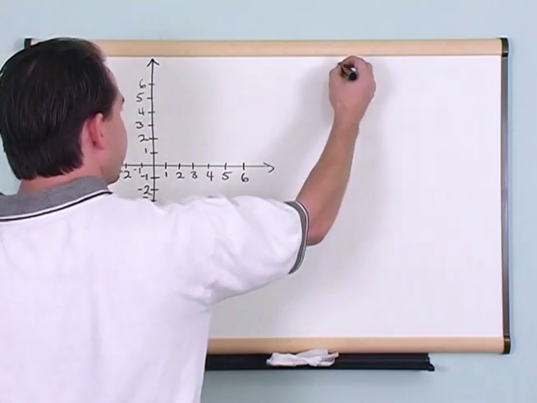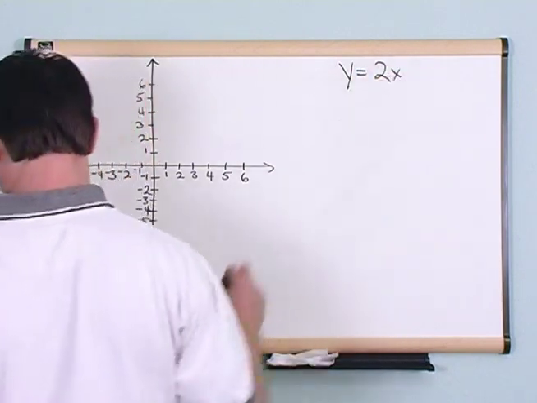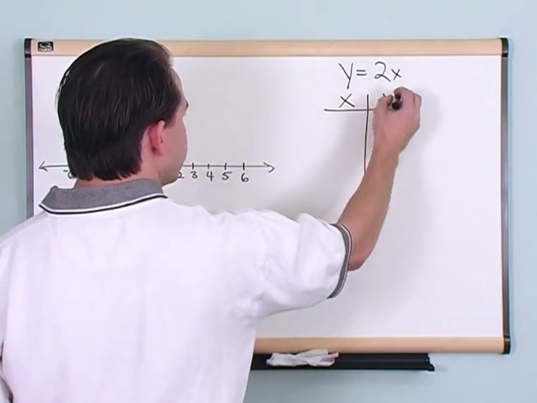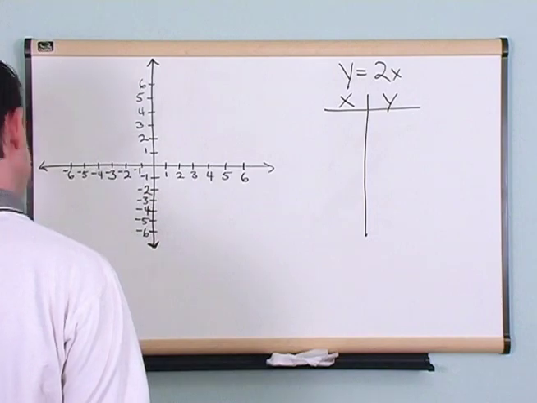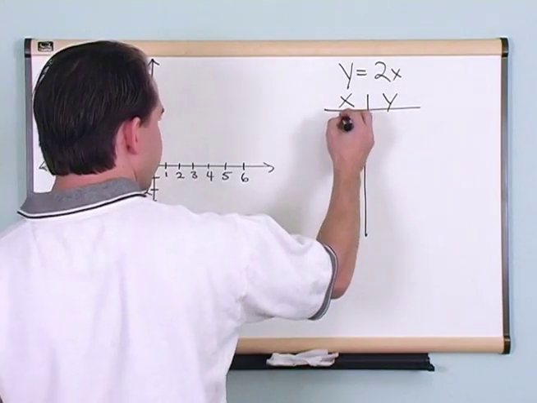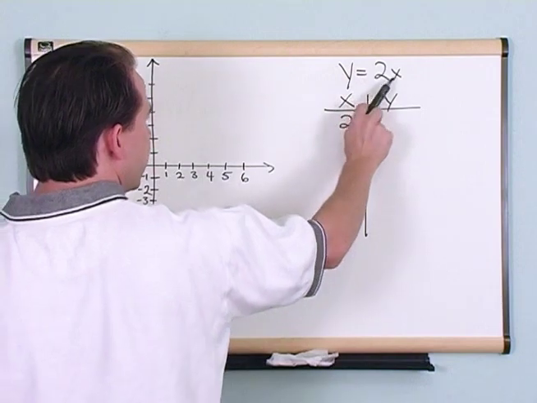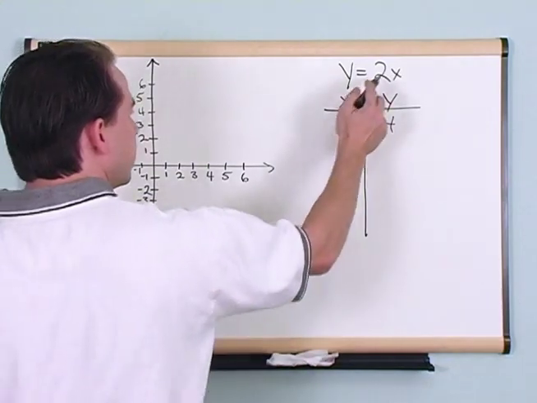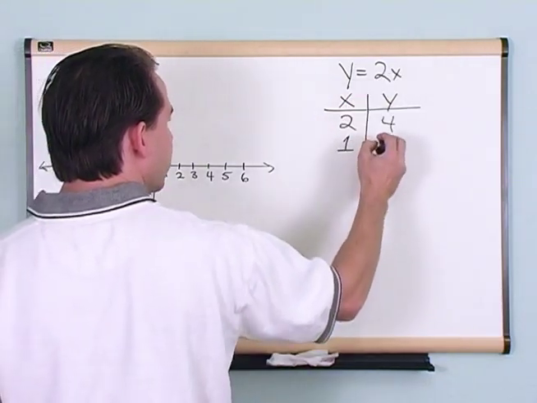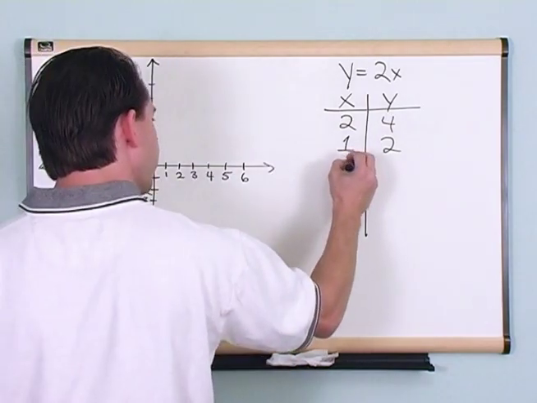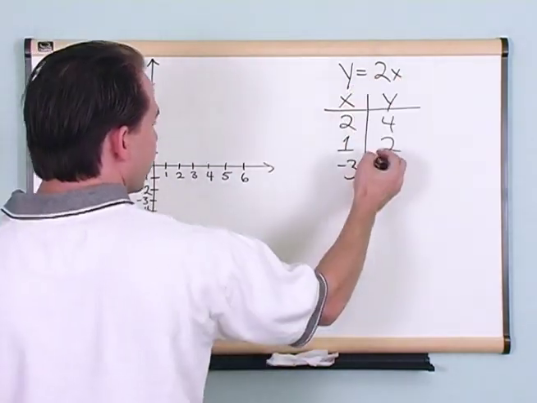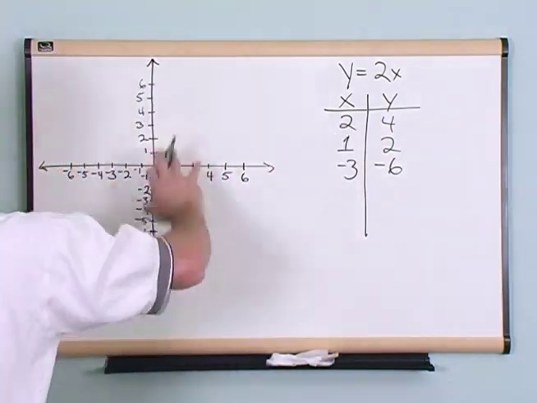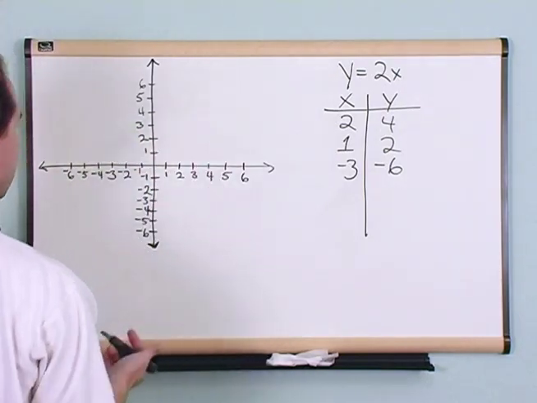Let's try another problem. Let's say our equation is y is equal to 2x. Again, all you do is you draw a table. You have an x column, you have a y column. Let's just say here that x is equal to 2. Well, when you put 2 in here, 2 times 2 is 4. Let's say you have a 1 here. Again, you put a 1 into x, 2 times 1 is 2. And let's say you have a -3. 2 times -3 is, again, -6. Now, again, you have 3 numbers, 3 coordinates, 3 points on this map here, and we're going to try to figure out what the line looks like.